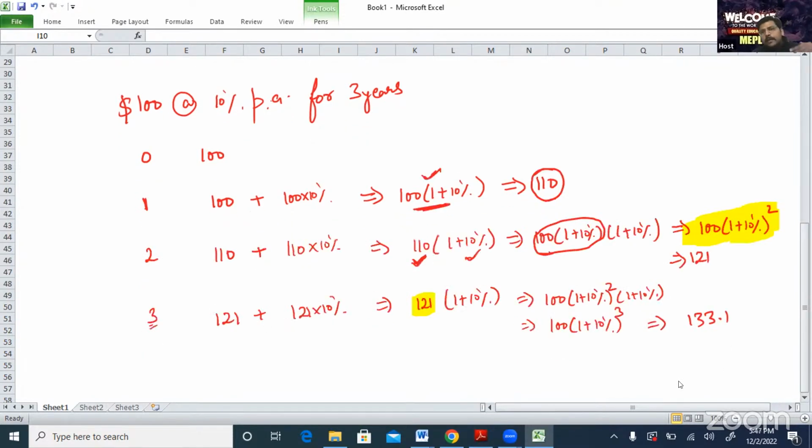So there is the interest on interest concept. This is called the compounding concept. So that is the value after 3 years.